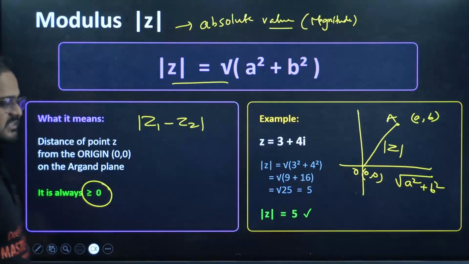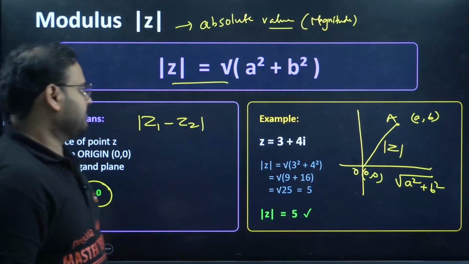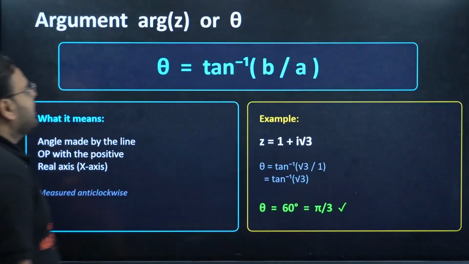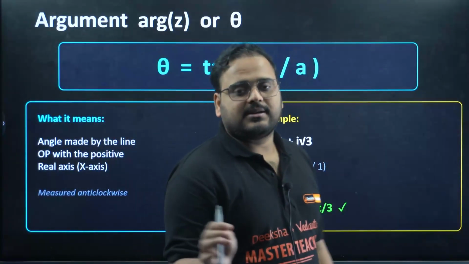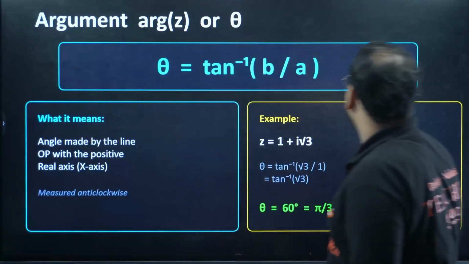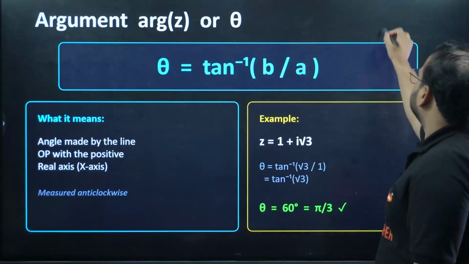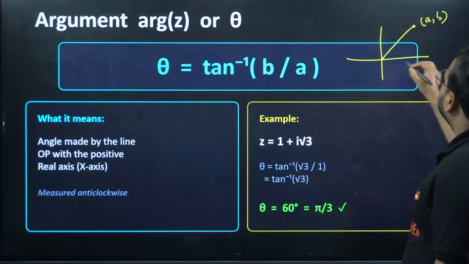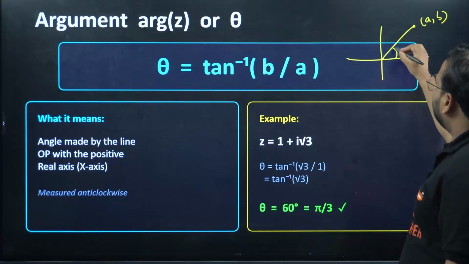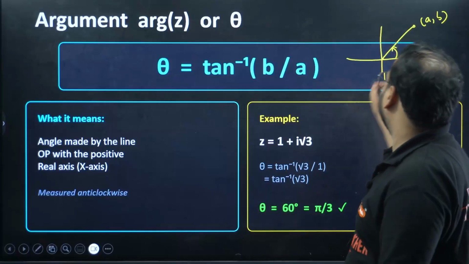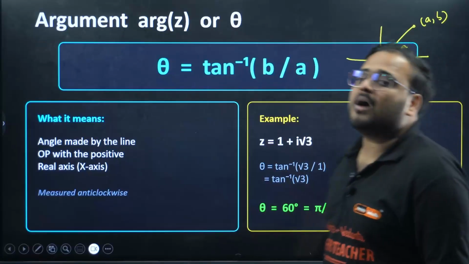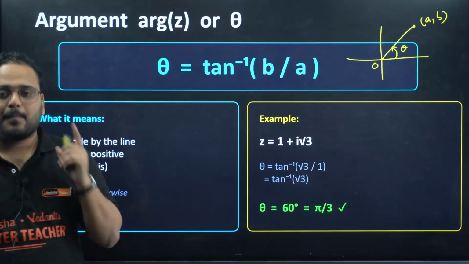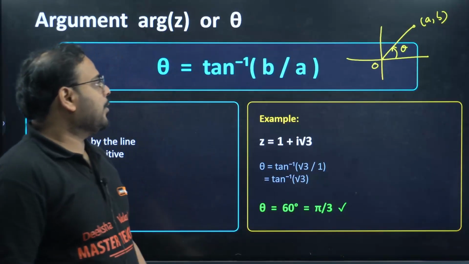And since it is a distance, it will always be positive, even if you are on the negative side of the axis. Argument. Argument means the angle. Since we are learning this, this is a complex number, let's say (a, b). Then argument means the angle that the line joining the origin and the point makes with the positive real axis. Okay, so this is the argument.